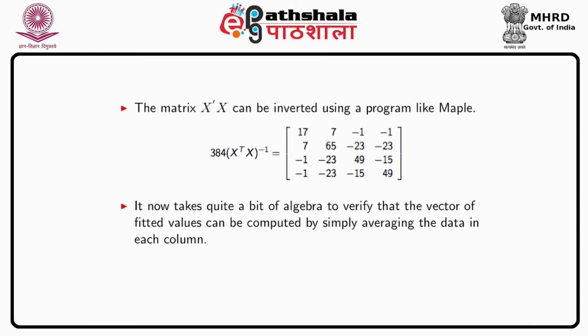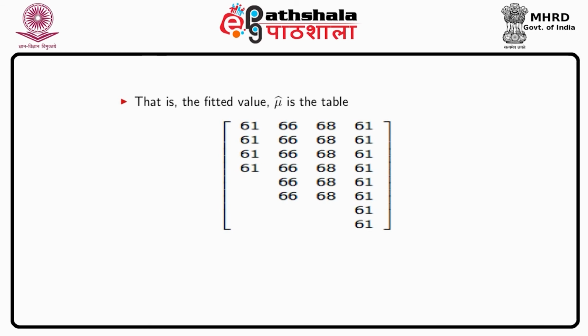Now the matrix X prime X can be inverted using a program in R or simply using the function solve. So we have found the inverse of the X prime X matrix and it's given in the following form. It now takes quite a bit of algebra to verify that the vector of fitted values can be computed by simply averaging the data in each of the columns. That is, the fitted value mu hat is given in the table below for each of the 4 different diets.